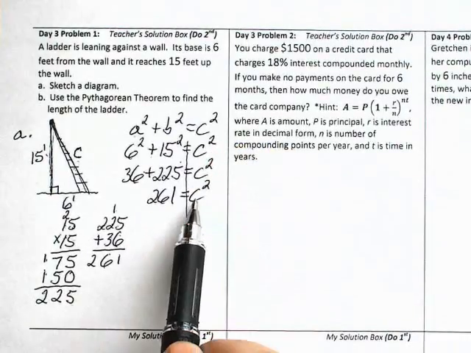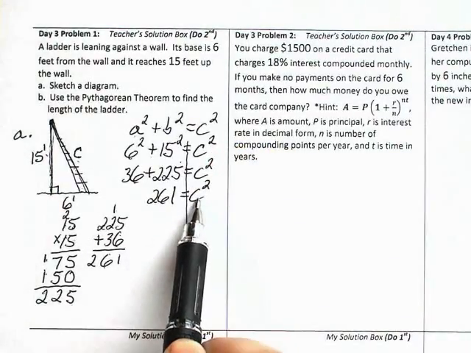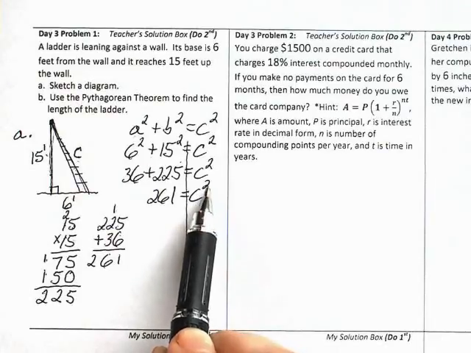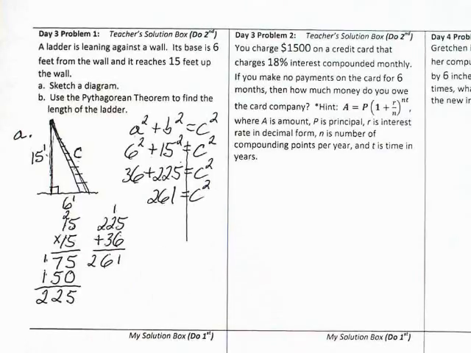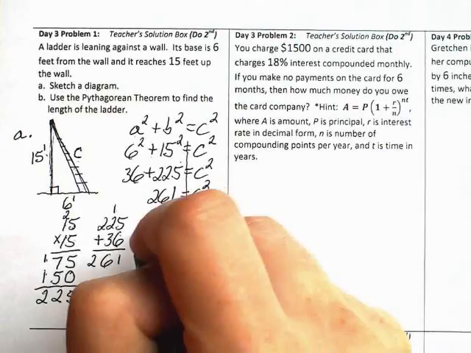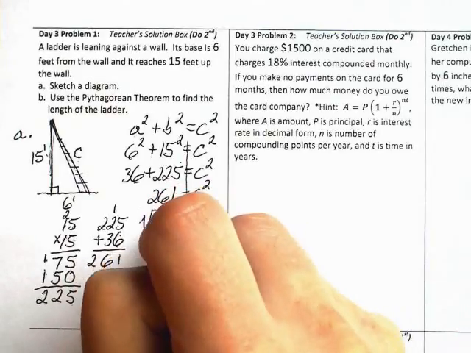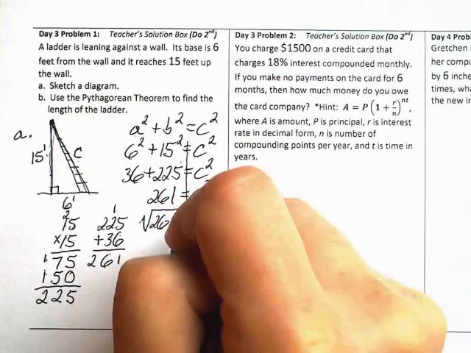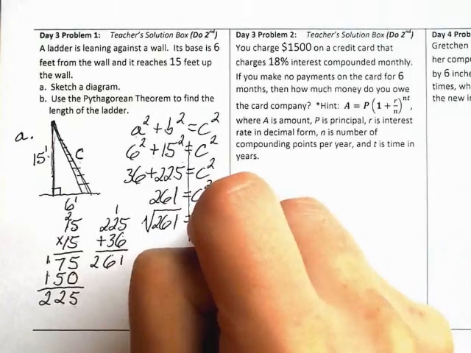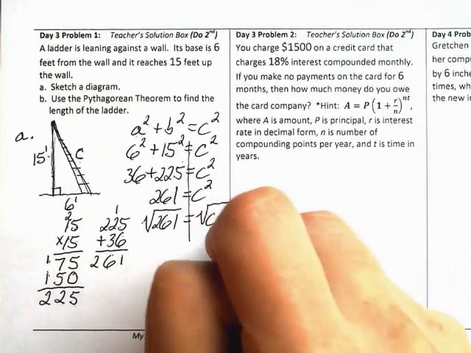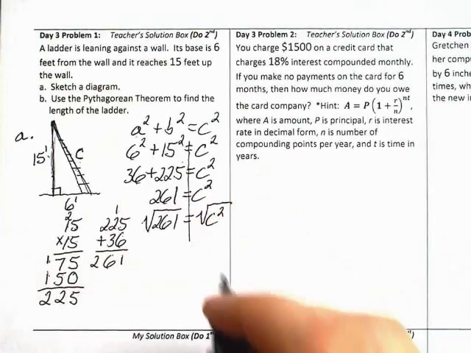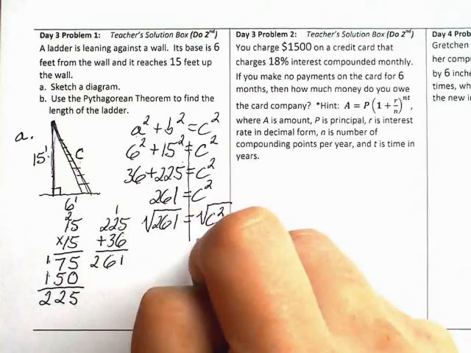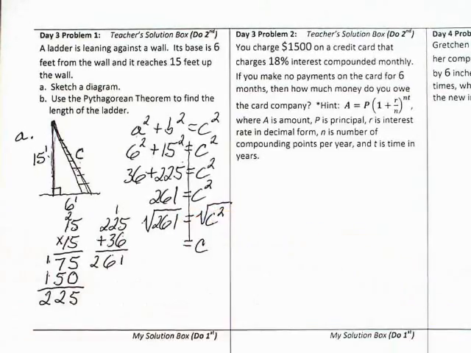Now we'd like to solve this equation for the variable c. We need to isolate the variable c. That means we need to remove its exponent of 2. And we can remove an exponent of 2 by taking the square root. So the square root of 261 is equal to the square root of c squared. The square root of c squared is c. That's what we were trying to accomplish, to get the variable c alone.